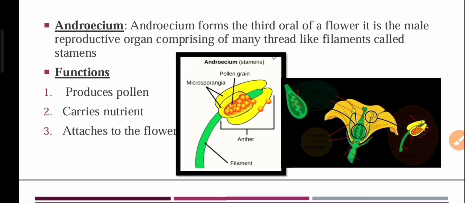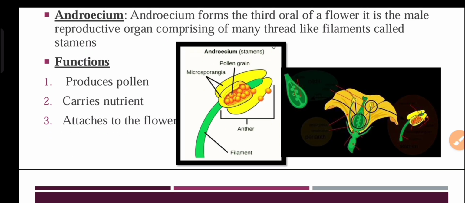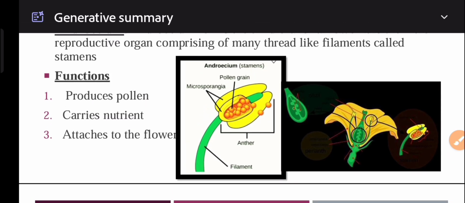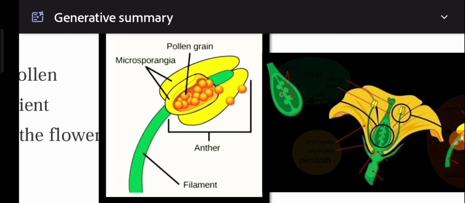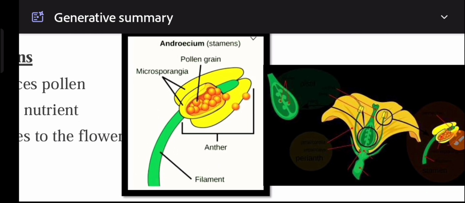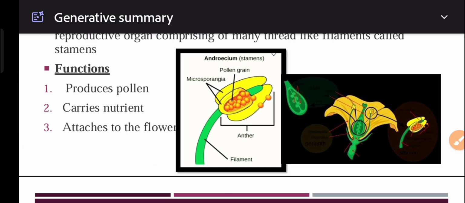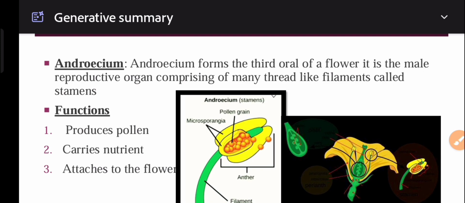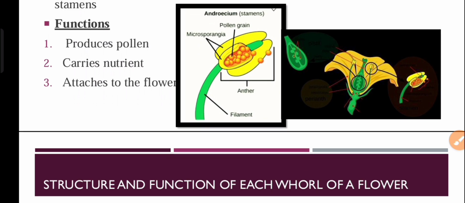The anther is the part of the stamen that produces and stores pollen grains. This is about the androecium. Androecium is made up of stamens. Coming to the function, it produces pollen, which contains nutrients in the pollen grains, and it also attracts pollinators. This is about the androecium.